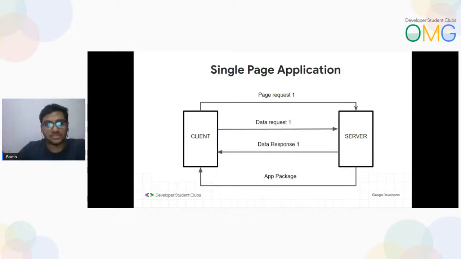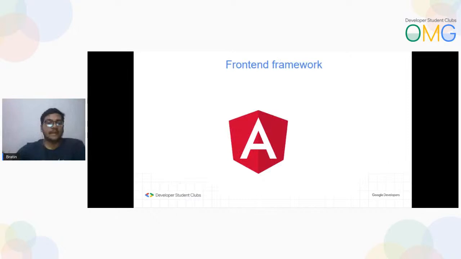In terms of data requests, in most cases we have JSON data, and with JSON data the load is very cheap. The main thing is the client need not load the page again and again whenever it requests data. As a result, the bandwidth usage is very low, and this is how the overall flow works for a single page application.